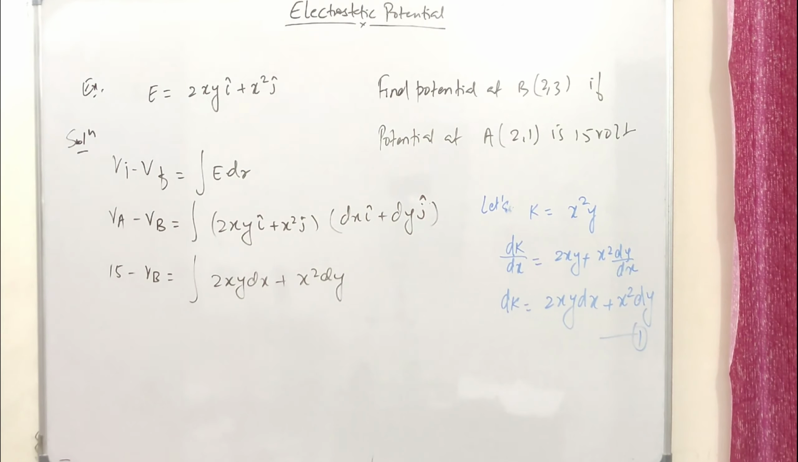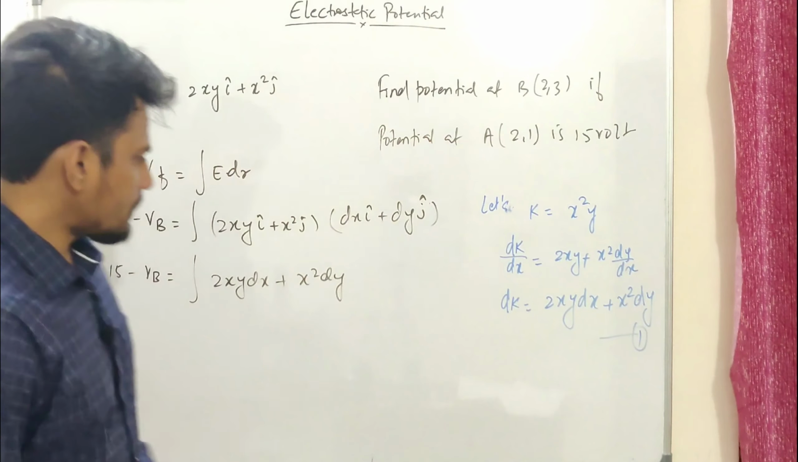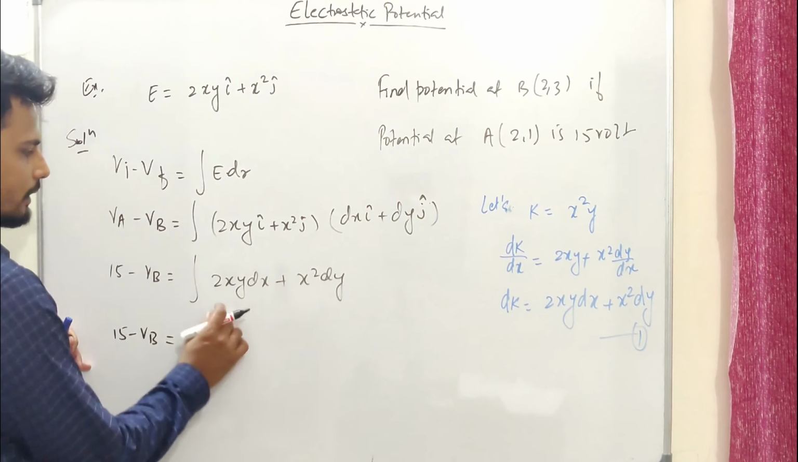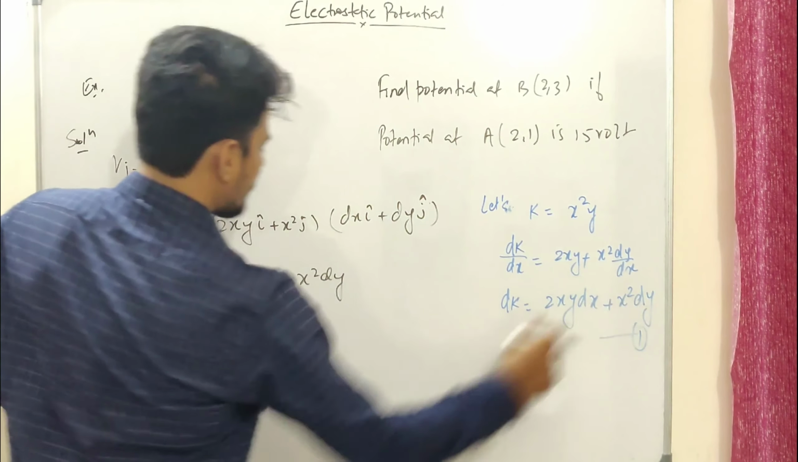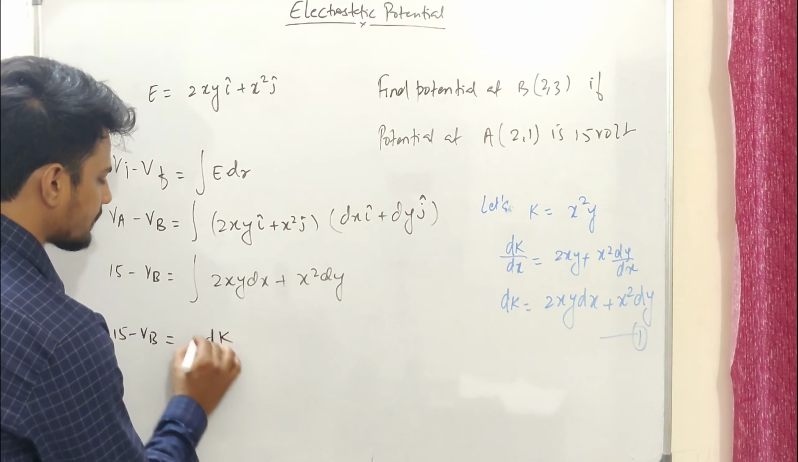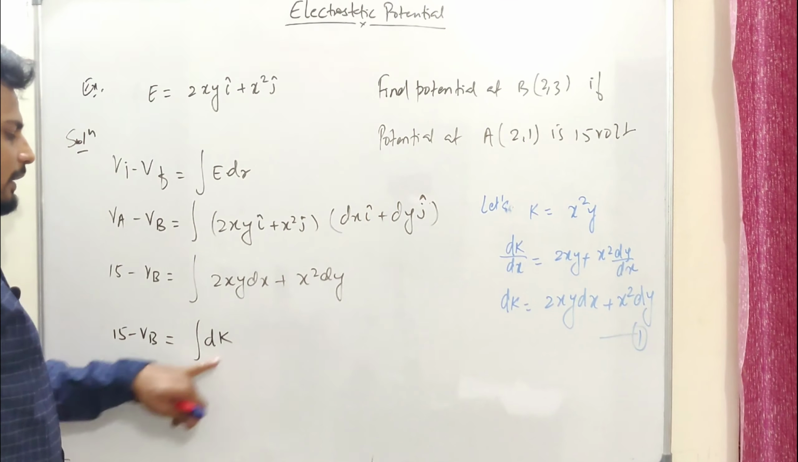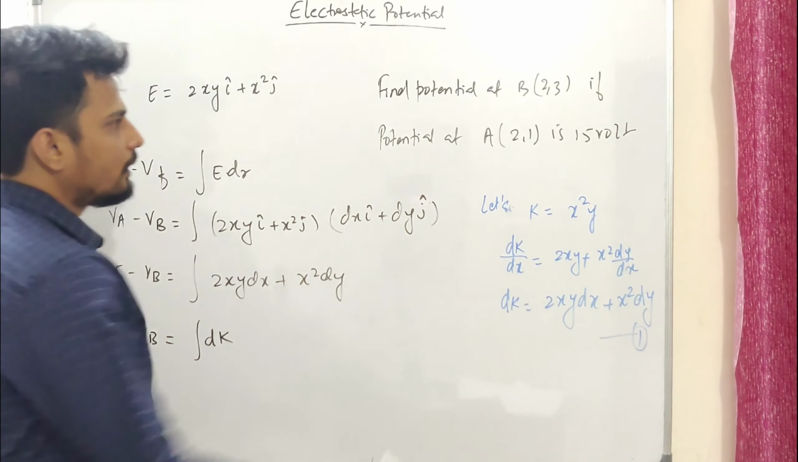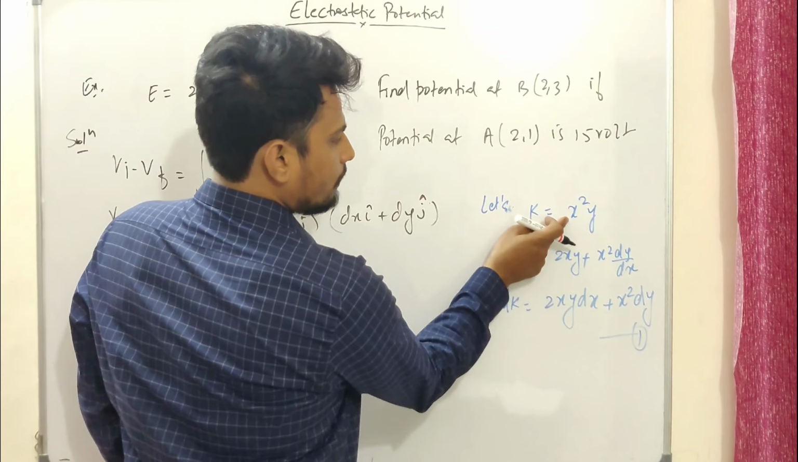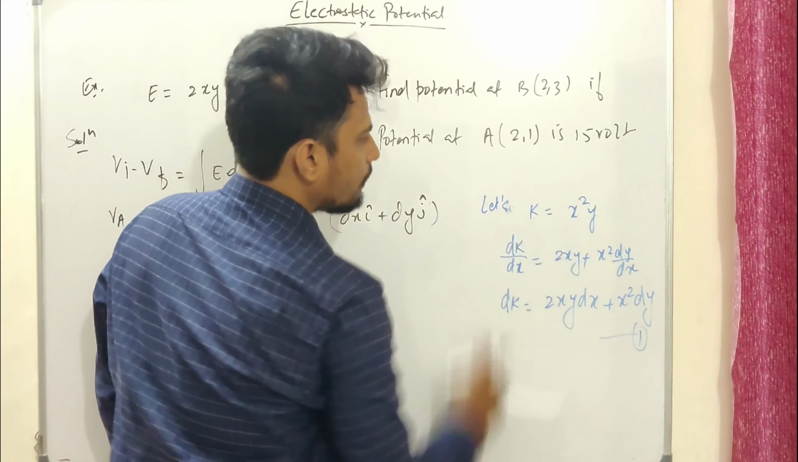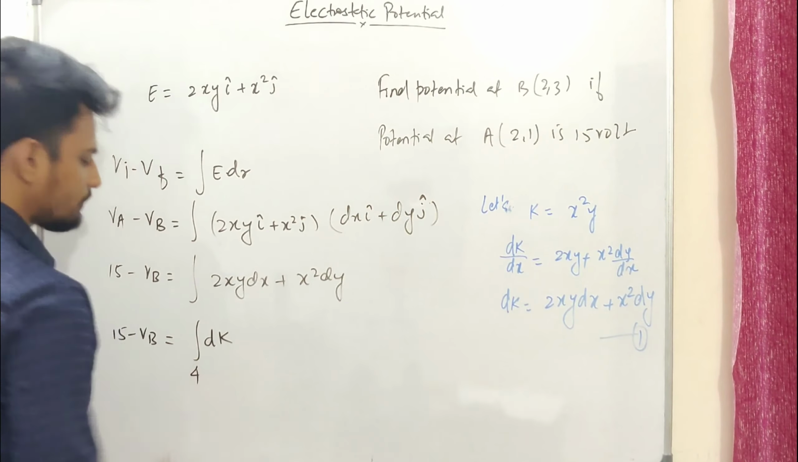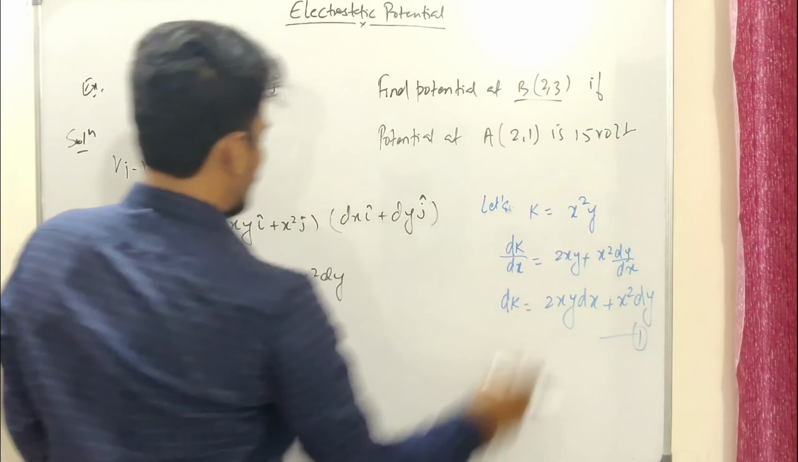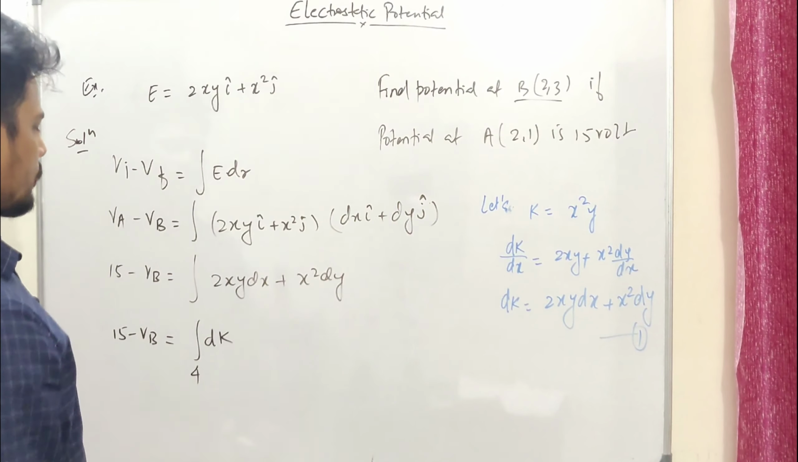Fair enough. So I can actually say that this entire thing will be nothing but 15 minus Vb should be equal to this entire thing. You can see that 2xy dx plus x square dy will be nothing but dk, isn't it? Now let us put the limit for k. k is equal to x square y. Now initially A is 2 comma 1, x is 2, 4 into 1, this is going to be 4. Final B, x is 2 square, 4 times 3, how much? 4 times 3, 12.